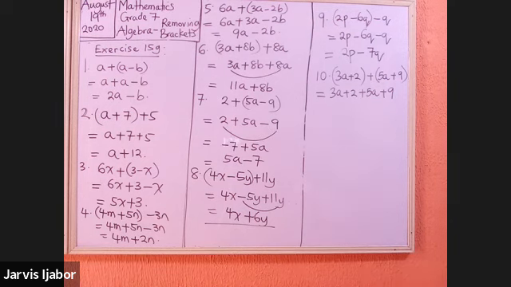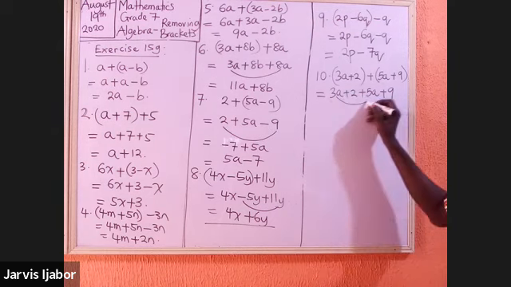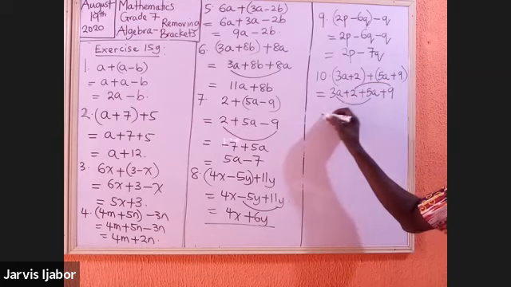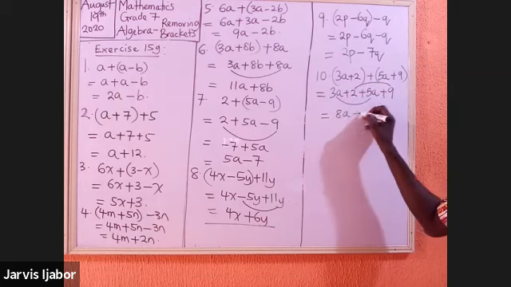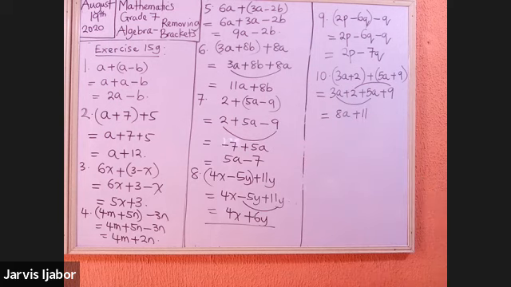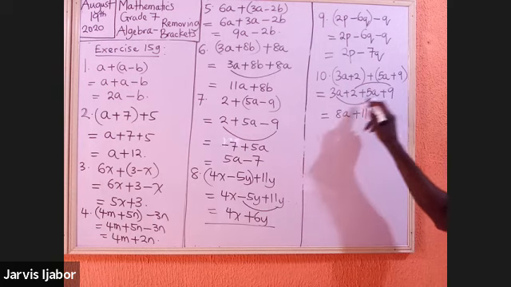All right, so this is what you have. You add this to this, I add this to this. So this will give you what? 8a plus 11. You add this to this, I add this to this.